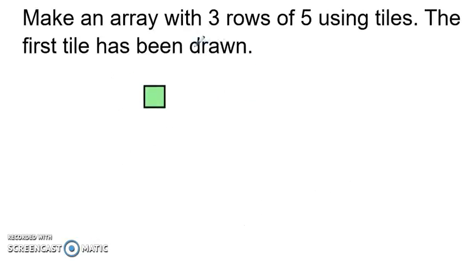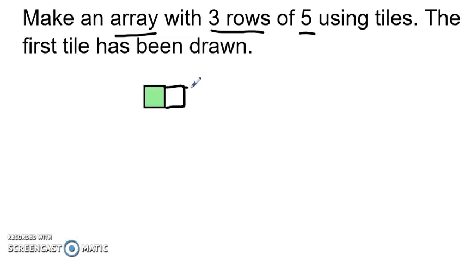Let's do one more problem together. So here it says make an array with 3 rows of 5 using tiles. The first tile has been drawn. So again, rows going across, I need 3 rows. In each row, I'm going to place 5 things. So here's 1. So I'm going to add to it until I get to 5.